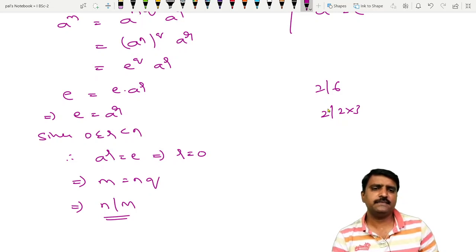So you can write this 6 as 2 into 3. So if it is possible to express this 6 as 2 into some integer, then we say that n divides, so this 2 divides 6.